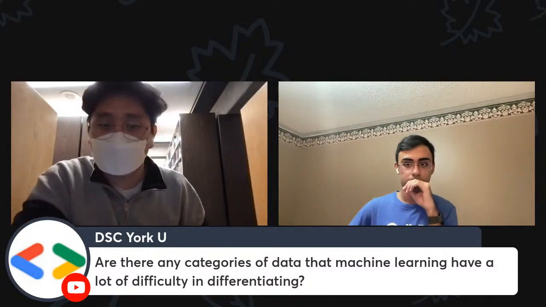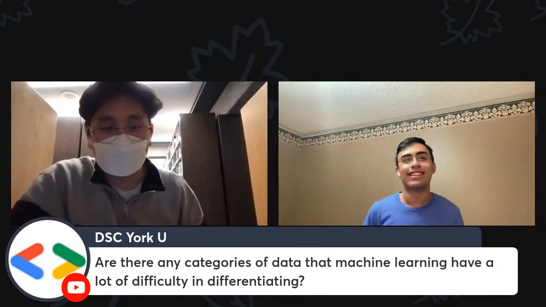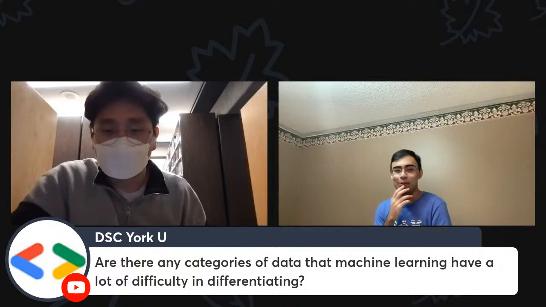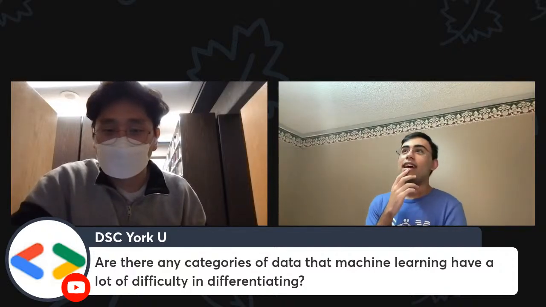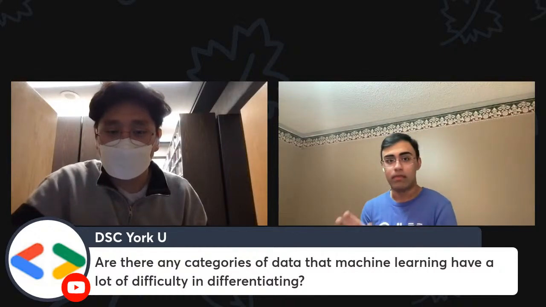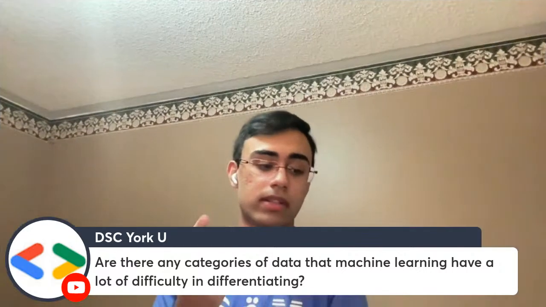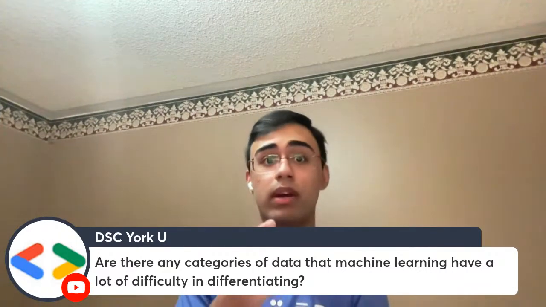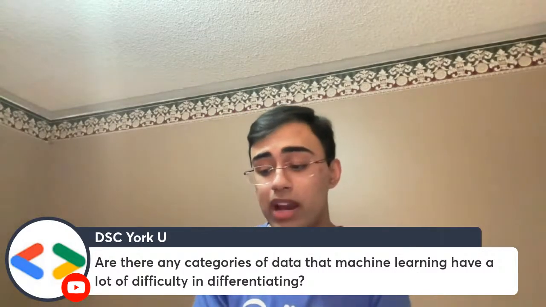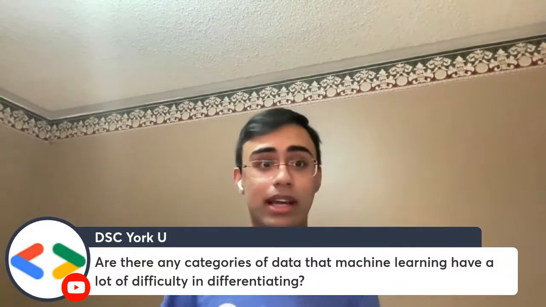Are there any categories of data in machine learning that machine learning has a lot of difficulty differentiating? That's kind of high level as a question, but I will say that when you're dealing with limited data sets that have noise in them, that is something that machine learning, or deep learning in particular, really struggles with. If you're dealing with a small data set where you don't have many data points for the algorithm to work with, or you have lots of noise in those data points, you're going to end up with a neural network that doesn't actually work that well.